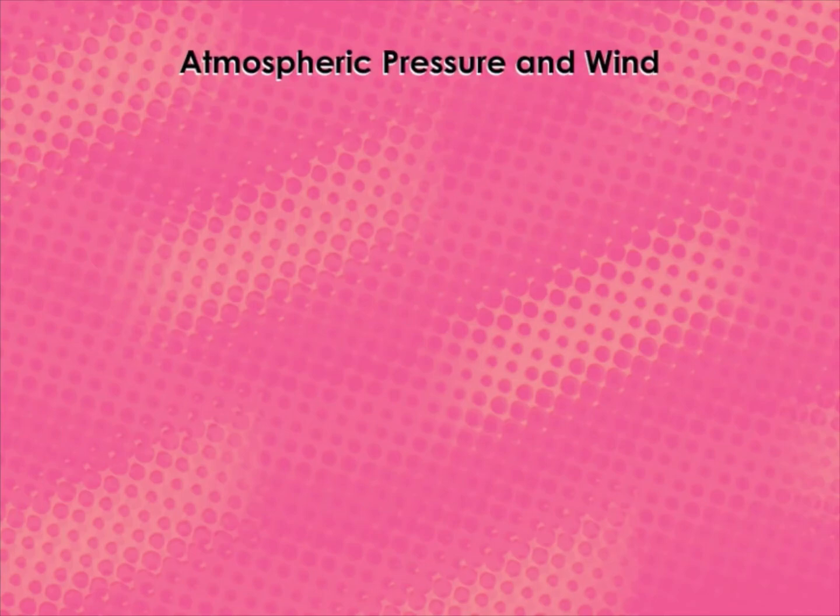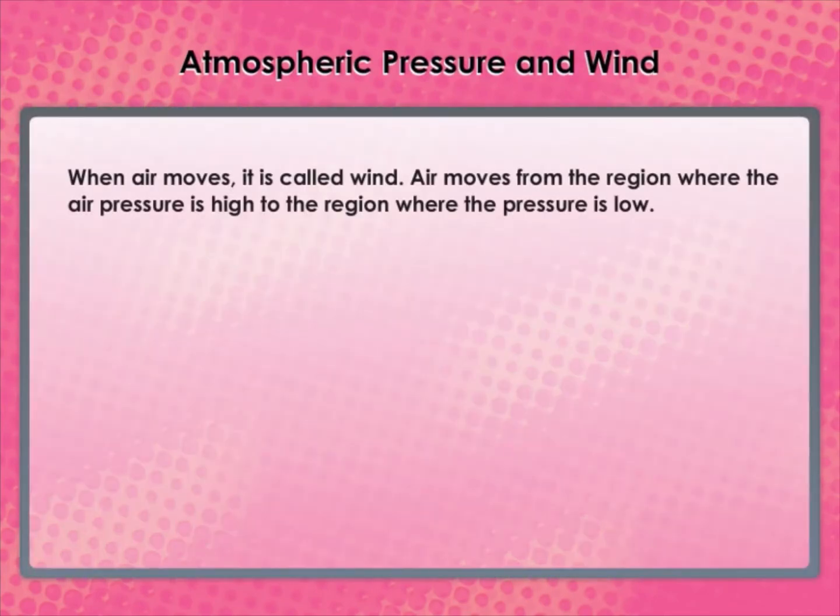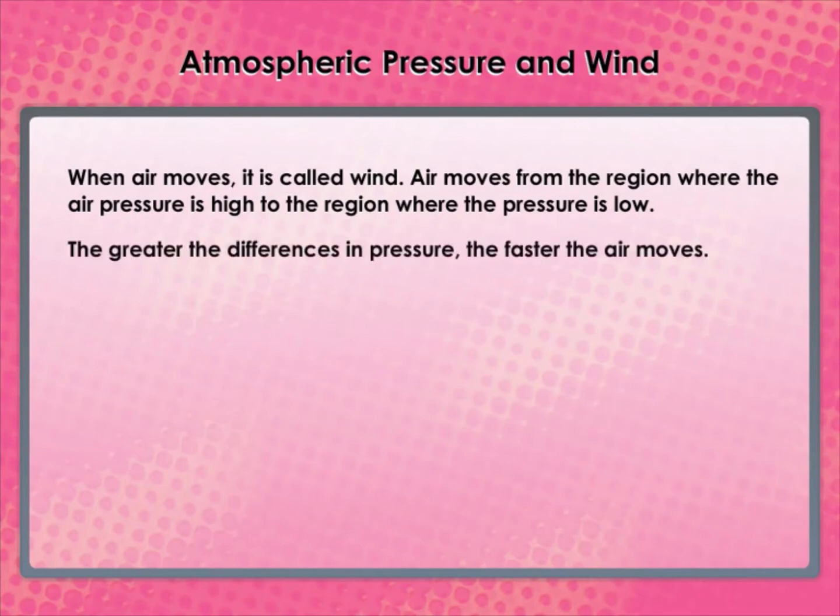Atmospheric pressure and wind. When air moves, it is called wind. Air moves from the region where the air pressure is high to the region where the pressure is low. The greater the difference in pressure, the faster the air moves.